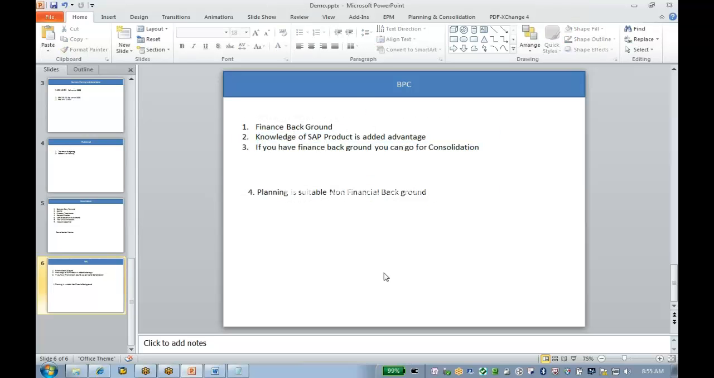Now, in our session, we are going to discuss planning and consolidation both. Why do you have to learn consolidation also? If you are going only for planning, why learn consolidation? Some functionalities in consolidation, like currency translation and balance carry forward, can be used for planning. It might be a consolidation functionality, but you can use it for planning.